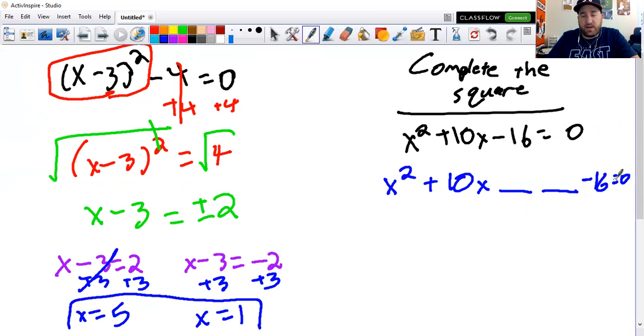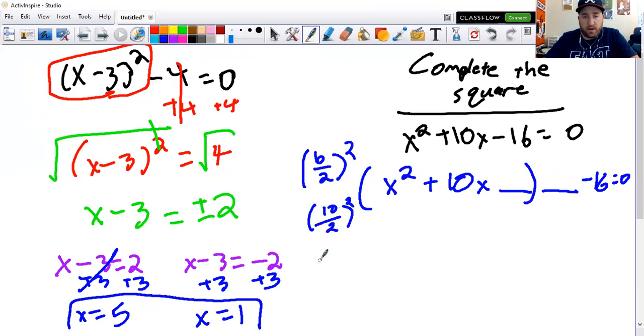Since I didn't move the 16 over here, I'm not keeping it balanced. Technically, I could have put one of the blanks over here and kept it balanced, but this is what I'm actually going to do instead. I'm going to do the b divided by 2 squared. So that's 10 divided by 2 squared, which is 5 squared, which is 25. So I'm going to put positive 25 here. What I'm actually going to do is put negative 25 here.